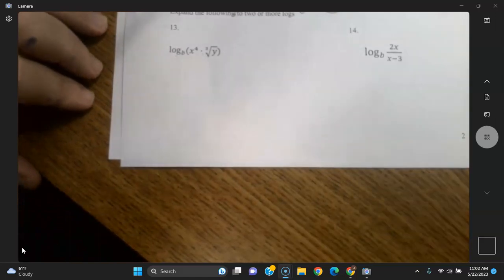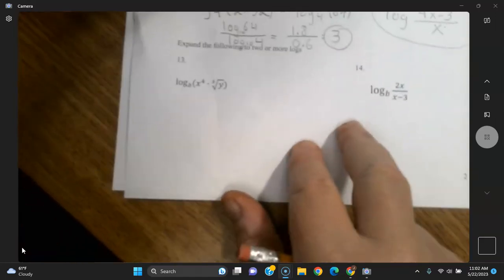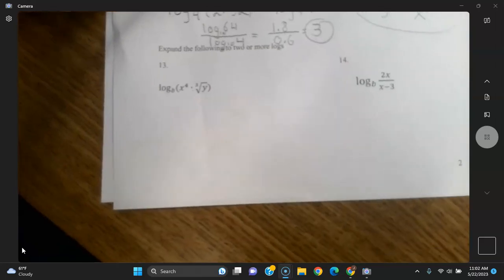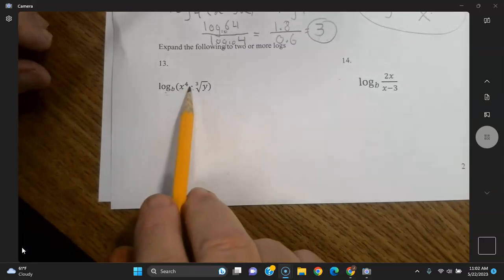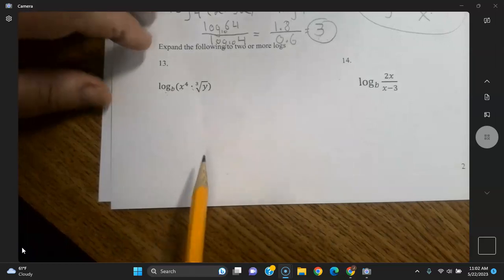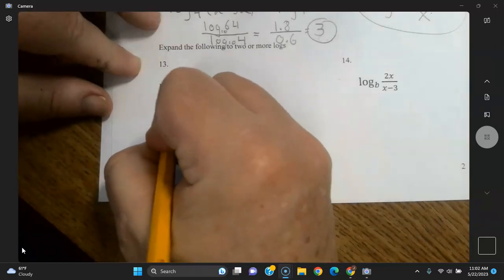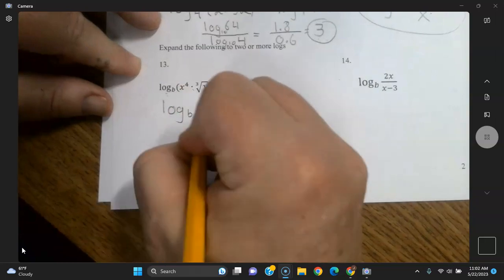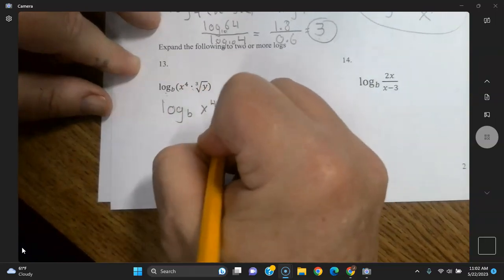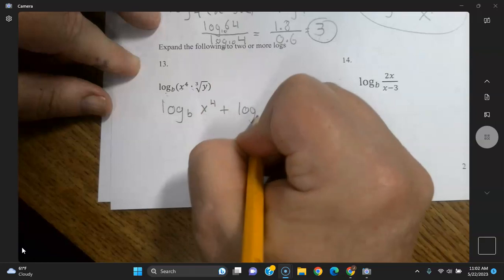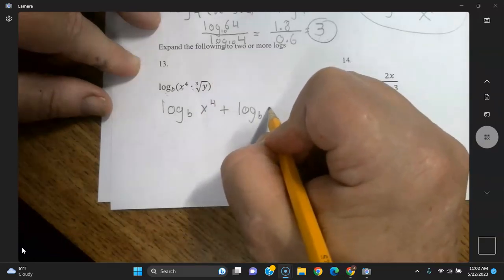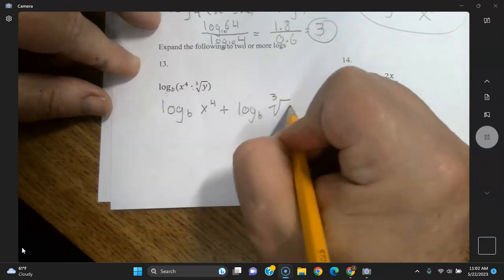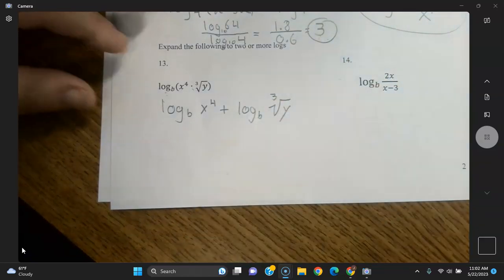All right, so let's see if I can get this thing focused a little better. There we go. It's a little better. Okay, so it's log base b of x to the 4th times cubed root of y. So you're going to write that as log b x to the 4th plus log b of cubed root of y, and that's it. That's all you can do with it.